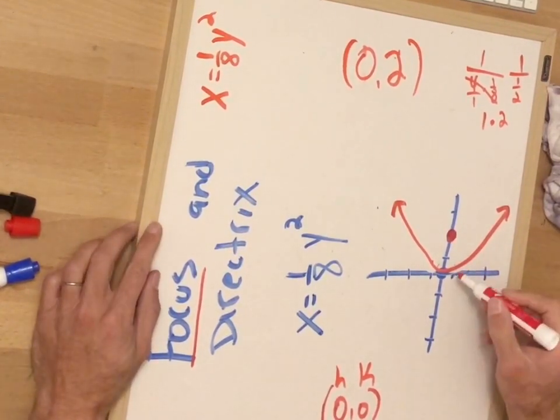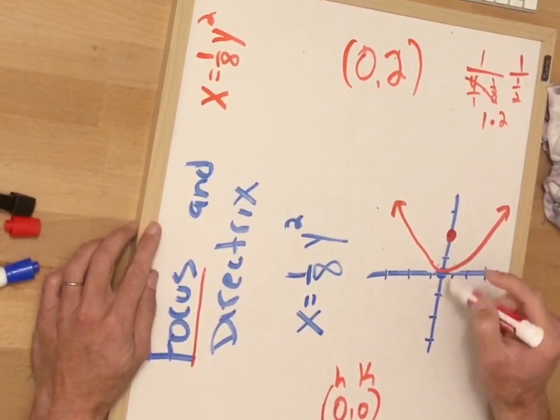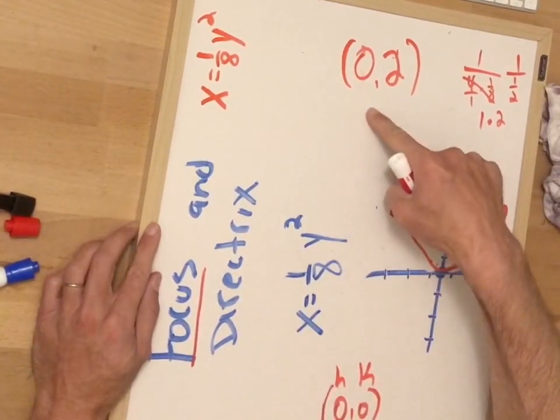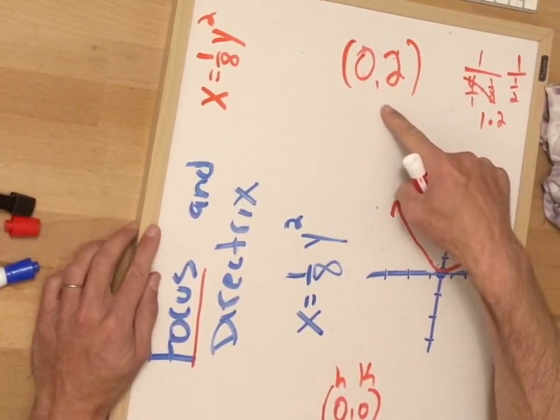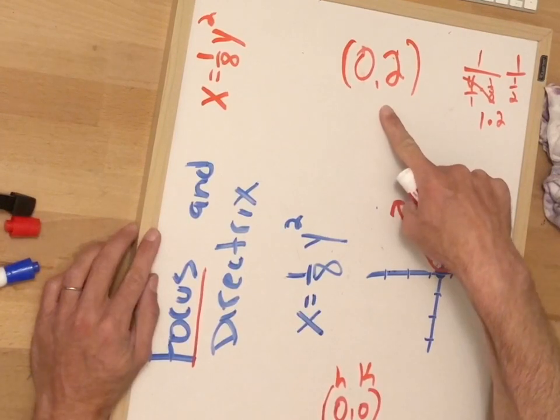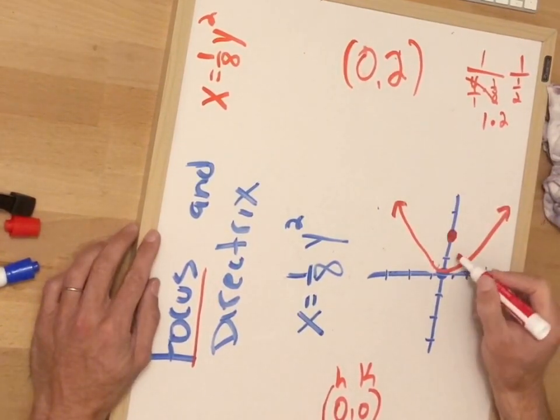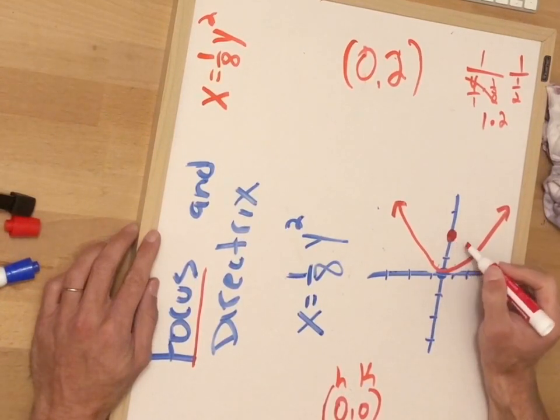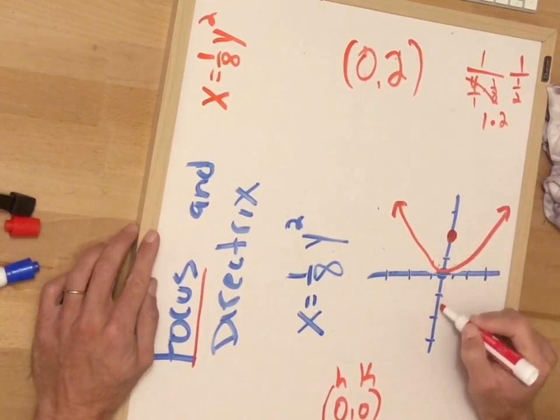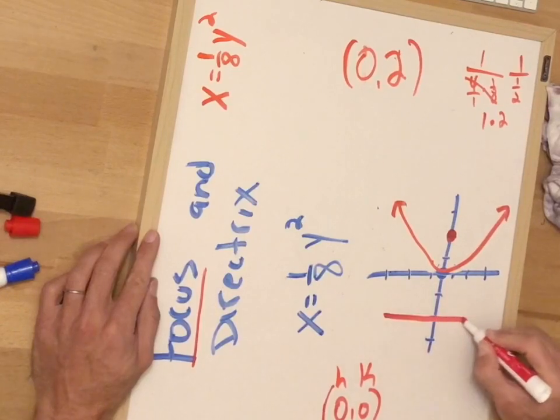And remember, this is my focus, 0, 2. This is not my answer, by the way, but I'm going to show you what I mean in a second. This is my focus. This is my directrix. So I went up 2. So remember in the notes, I say count backwards 2. Boop. Right here.